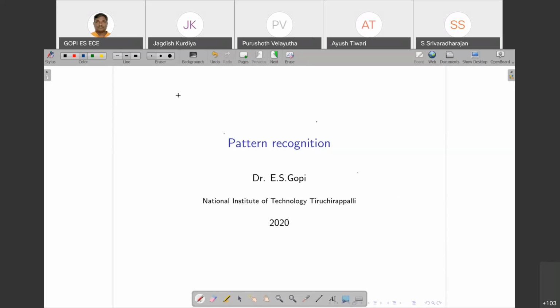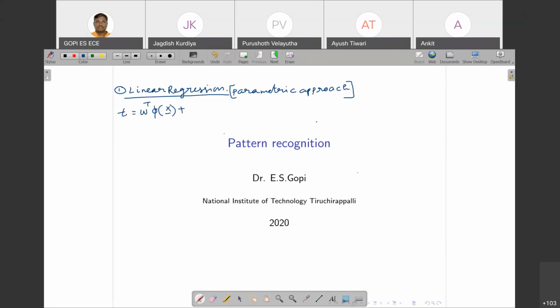We were discussing the linear regression, right? So this is the problem, and we started discussing the parametric approach. The parametric approach indicates that we had a model t equal to w transpose phi of x plus epsilon, right?